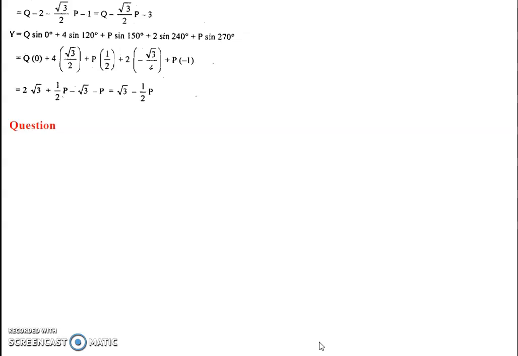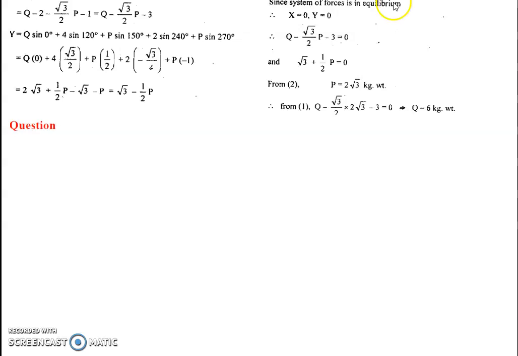Similarly, resolving all forces along the y direction: y is equal to Q sin 0 plus 4 sin 120 plus P sin 150 plus 2P sin 240 plus P sin 270. After putting in the values, we got these two. Since the system of forces is in equilibrium, x is equal to 0 and y is equal to 0. We want to find P and Q. So Q minus root 3 by 2 P minus 3 is equal to 0, and root 3 minus 1 by 2 P is equal to 0. So P is equal to 2 root 3 kg weight, and Q is equal to 6 kg weight.